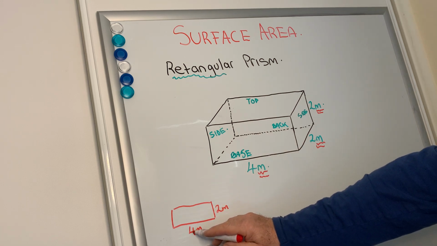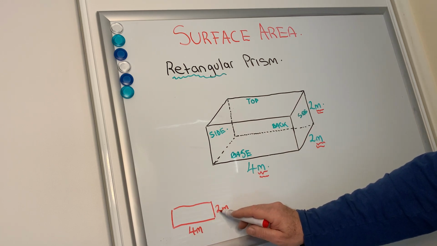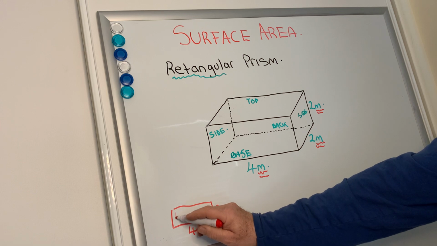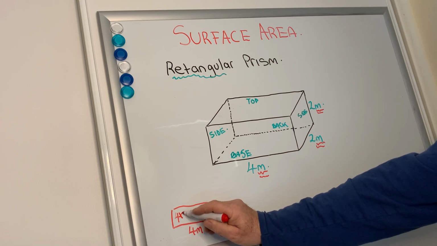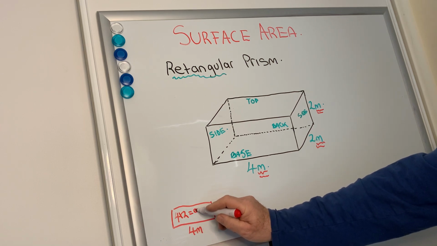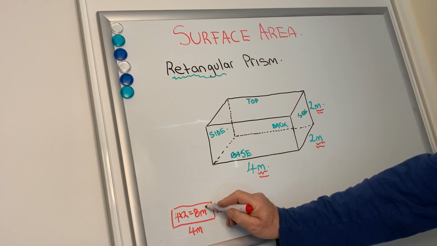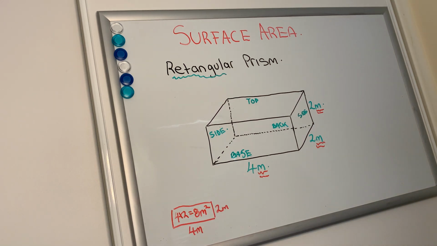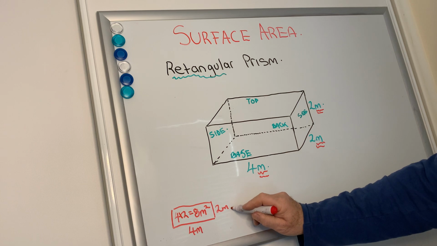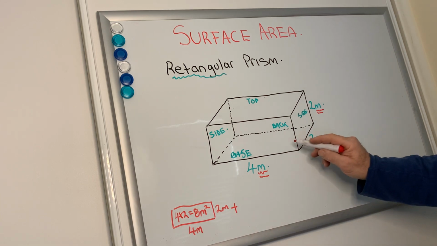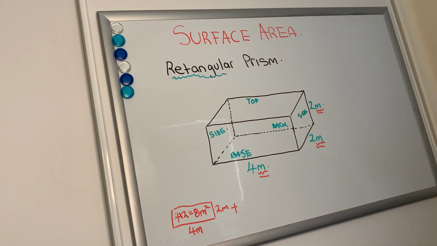This base is 4 meters times 2 meters. 4 times 2 is 8. So it's made up of 8 meters squared. Plus, it's made up of a top. The top is the same.